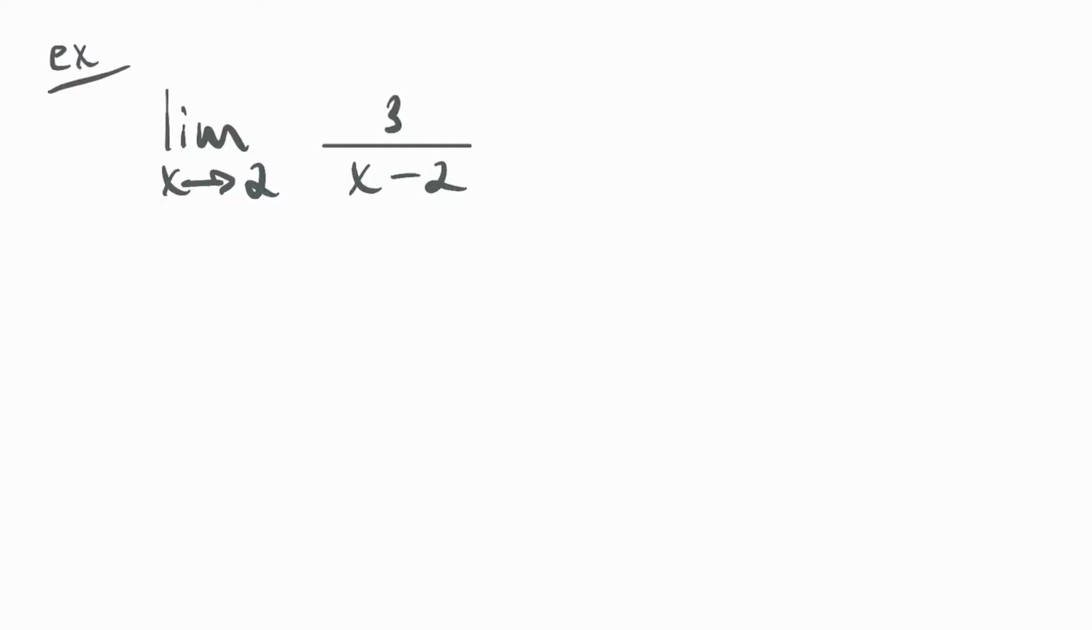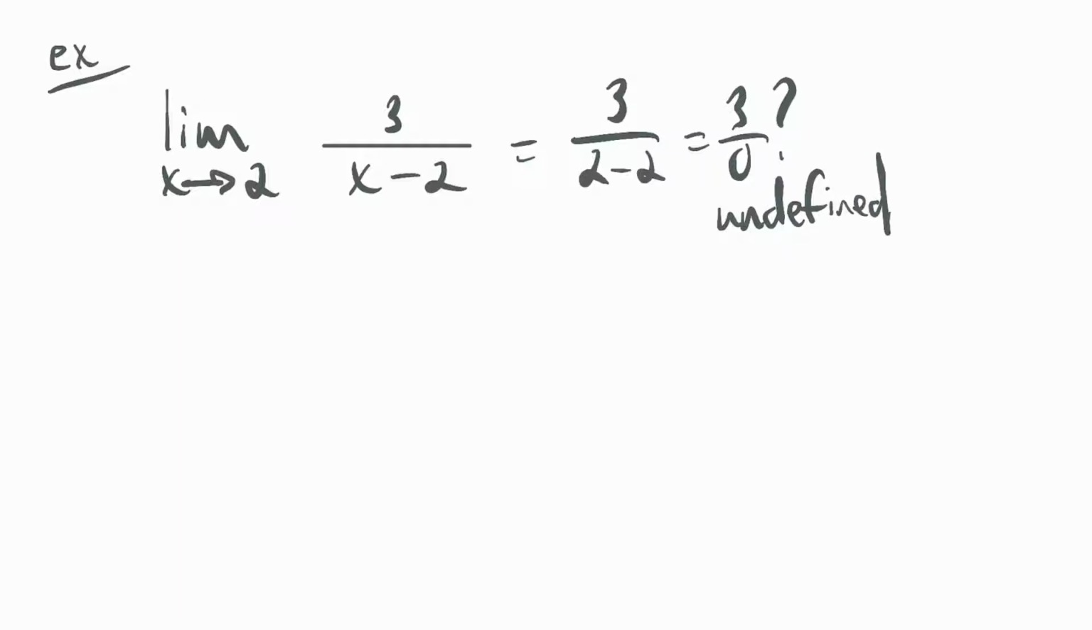How about this one? Let's say I want the limit as x goes to 2 of 3 over x minus 2. There's no cancellation. And if I plug in 2, is this equal to 3 over 2 minus 2? No, that'd be 3 over 0. That's not an indeterminate form. That's merely undefined. You can't divide by 0, okay? But that's not necessarily a conclusion about the limit. The limit could still be something. So here's what we have to do.